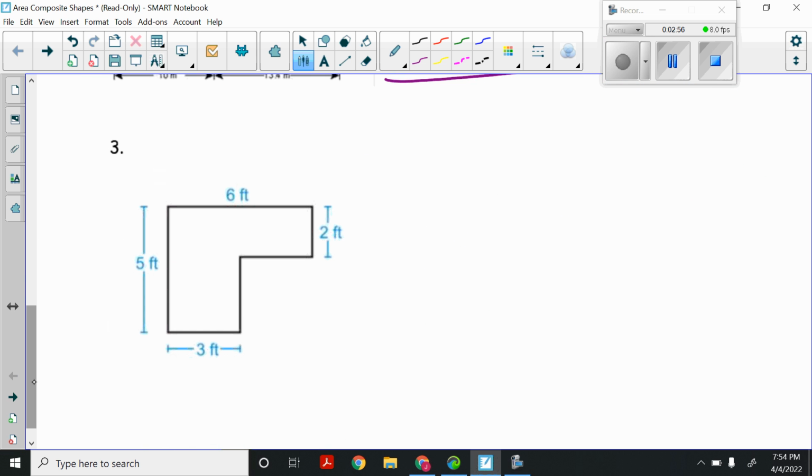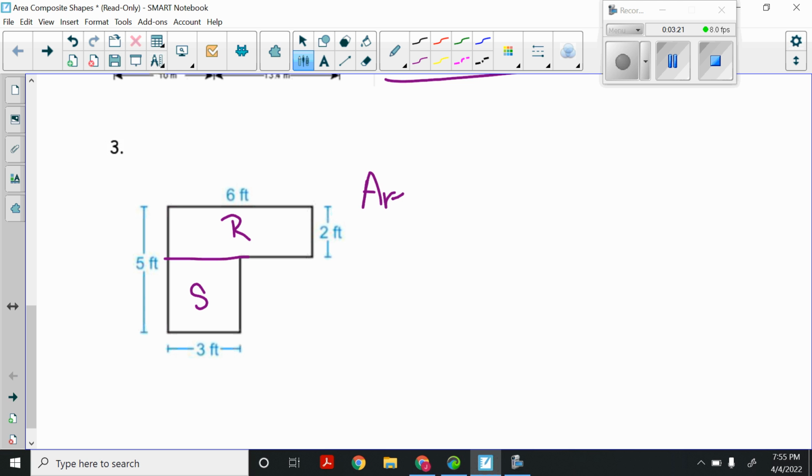Number 3, again, not a shape that we know, right? So can I separate this? I could separate it this way, right? Or I could separate it this way. It doesn't matter which way, okay? So I'll just leave it like this. This is how I have it. So I have a rectangle up top and a square down here.